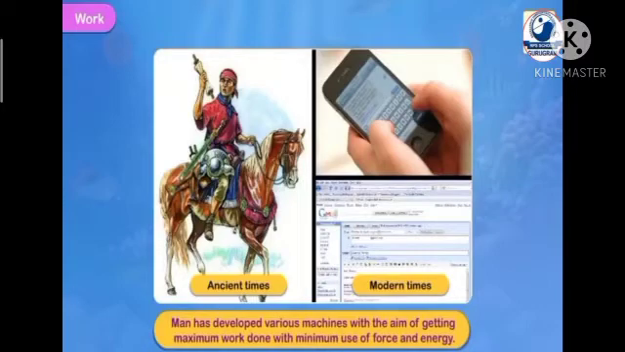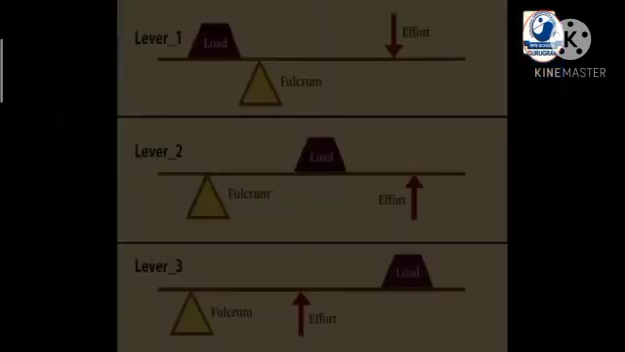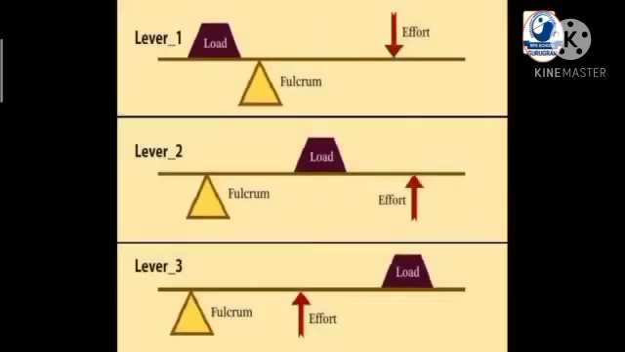Man has developed various machines with the aim of getting maximum work done with minimum use of force and energy. Simple machines. Lever. There are three kinds of levers. These are with different arrangements of load, effort, and fulcrum. Let us study the simplest kind of lever to understand the concept of load, effort, and fulcrum.